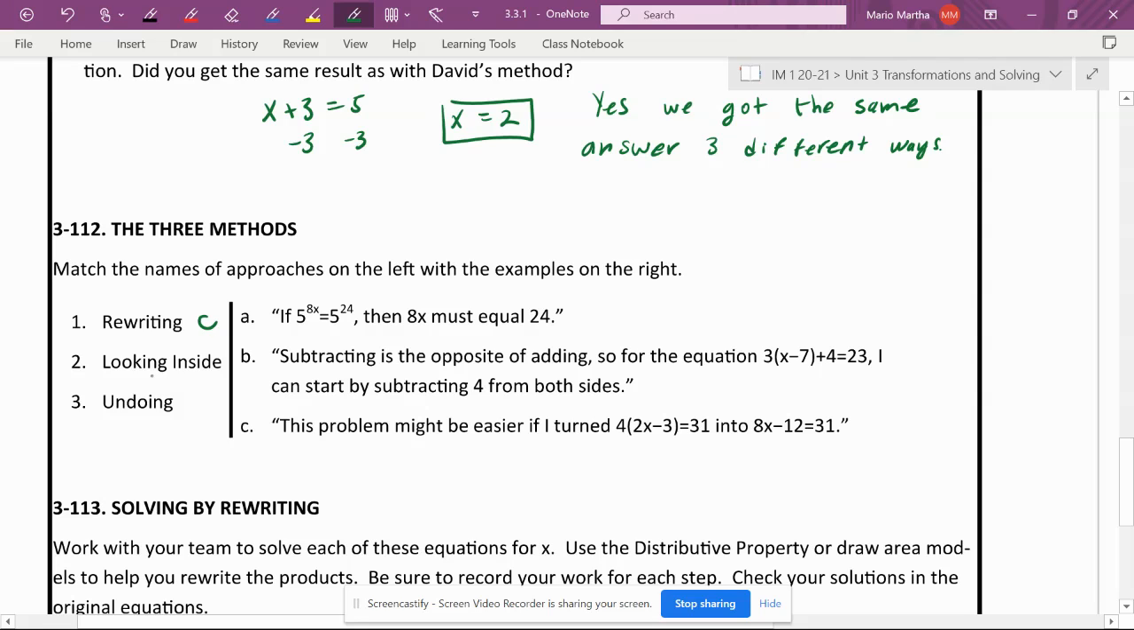So one is C, looking inside. So you only have these 2 options. Now if you notice on this one, they're just thinking, okay, if these two are the same, that means these two must be equal. That's their thinking here. So I would say that's looking inside, so this would be A. And then finally, undoing, which is subtracting is the opposite of adding, and that's one of the methods that we use. So again, we subtract 4 from both sides, we get 19, and then we divide by 3 and so forth. So that would be B.